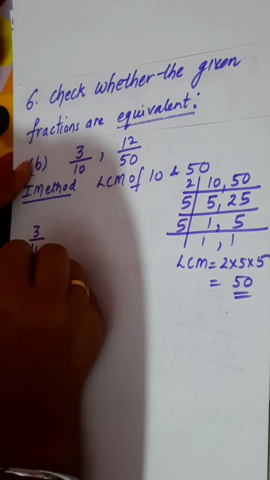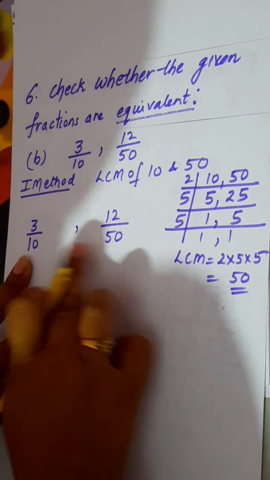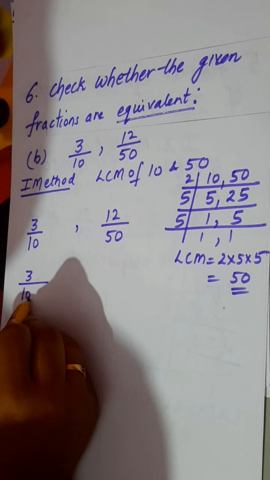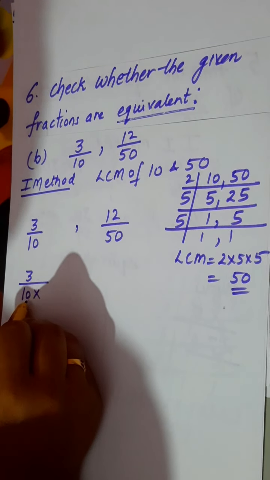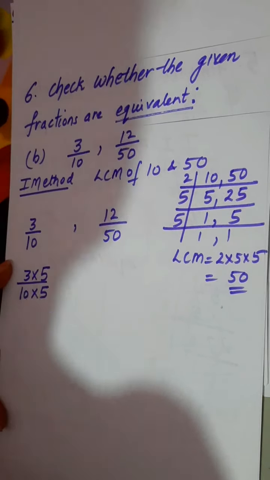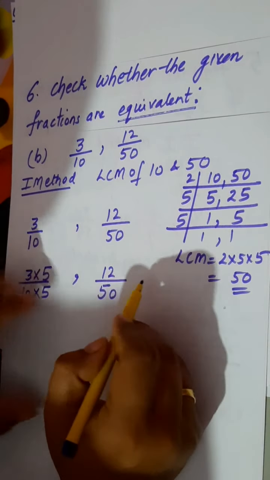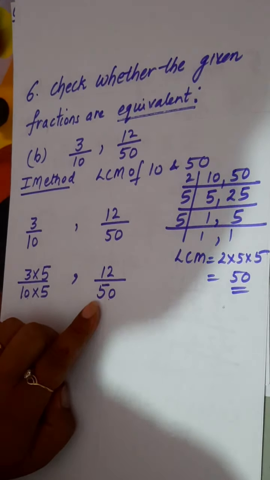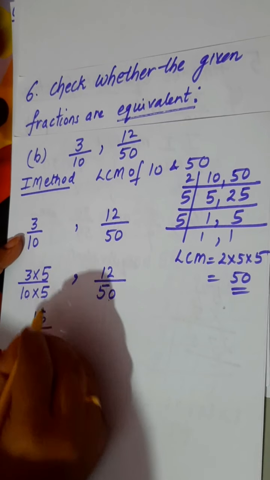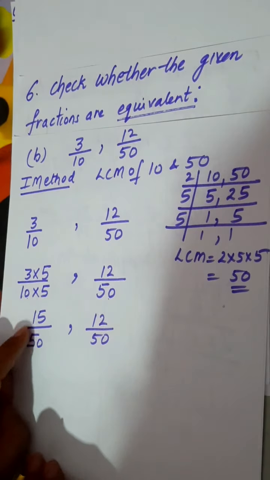First I have 3 upon 10. Next I have 12 upon 50. To compare them, both denominators must be equal. First I am going to solve this. 10 I have. By which number do I multiply 10 so that I will get 50? I will multiply 10 by 5 because 10 fives are 50. So I have to multiply the numerator by 5 also. The 12 upon 50 stays as it is, because the LCM is 50 and I already have 50 in the denominator, so no need to change it. 3 fives are 15, 10 fives are 50. Now this is 15 upon 50, and I have 12 upon 50.